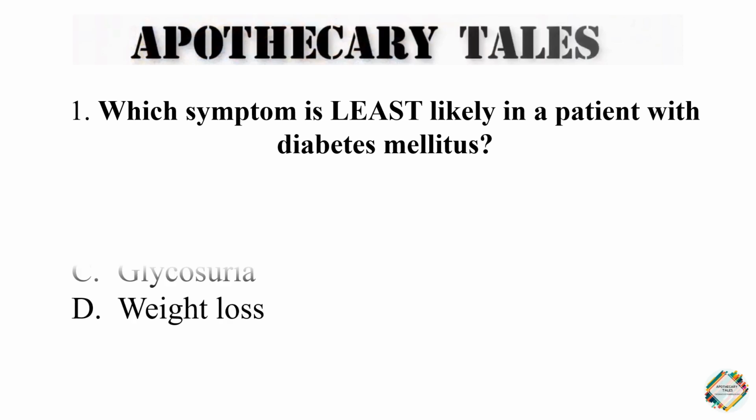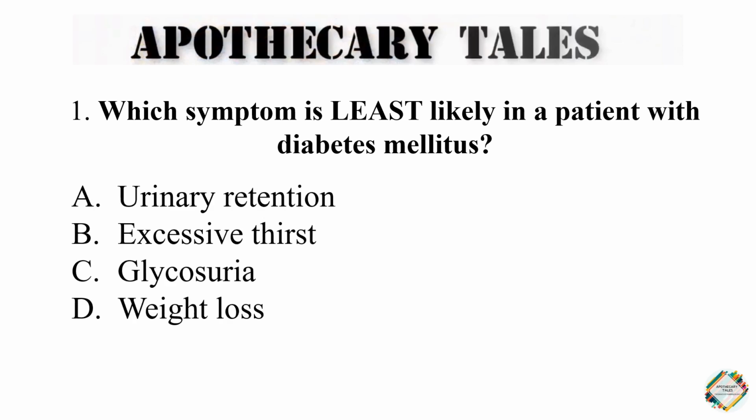First of all, we already know what are the different symptoms of diabetes mellitus. Diabetes mellitus symptoms would include feeling more thirsty like polydipsia, more urination, polyuria, weight loss, fatigue and weakness. So here we can see that there are 4 options: urinary retention, excessive thirst, glycosuria, weight loss. As mentioned just before, it mainly causes excess urination and not urinary retention. Therefore, the answer is urinary retention, option A.